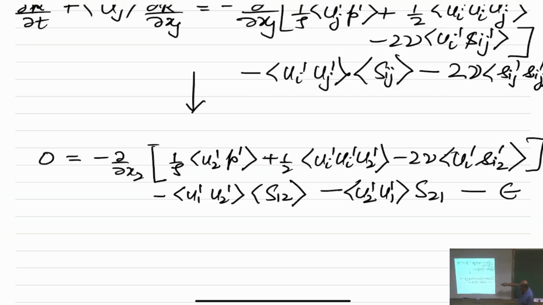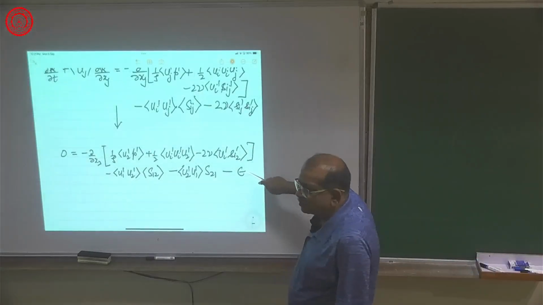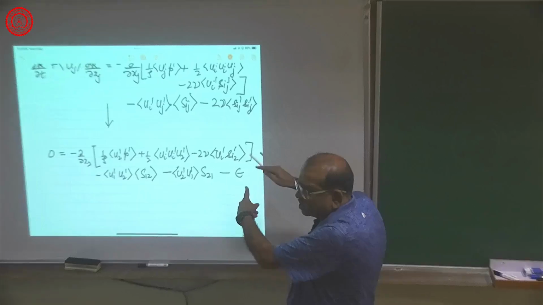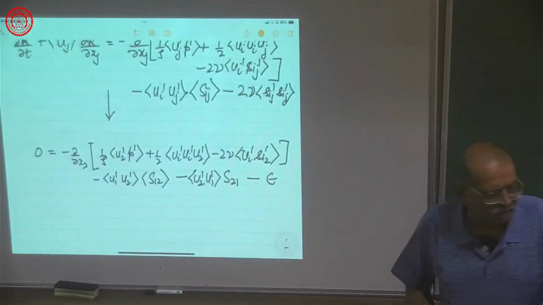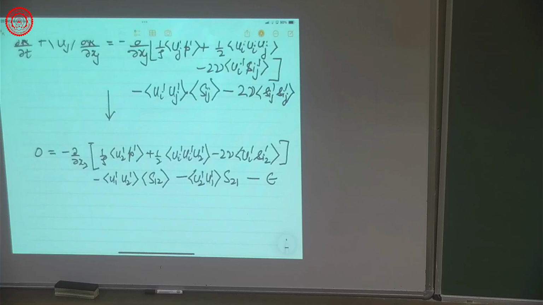So this last term I have written it as epsilon. 2 nu Sij prime Sij prime average is called epsilon. That's what we have called. So this is what we have.